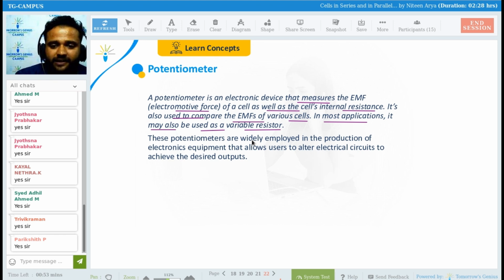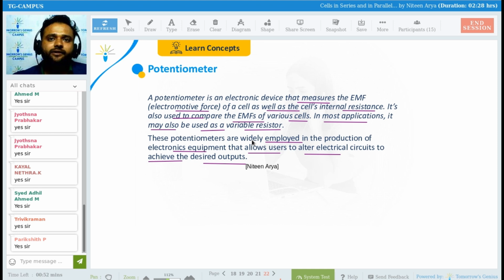These potentiometers are widely employed in the production of electronics equipment that allows users to alter electrical circuits to achieve the desired output. For example, if I need to make a device or instrument which is going to convert electrical energy into thermal energy or heat energy, there I can use a potentiometer. I can alter the voltage according to my wish with the help of this potentiometer.